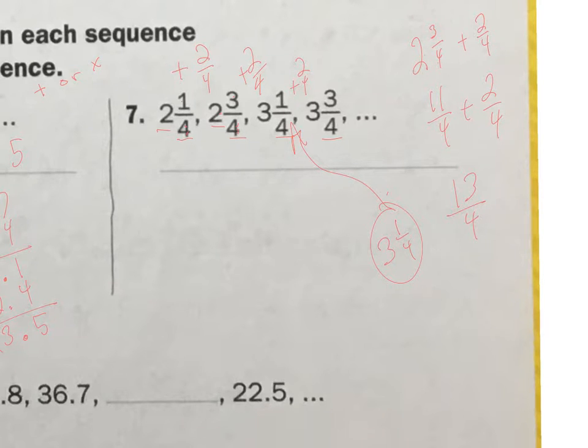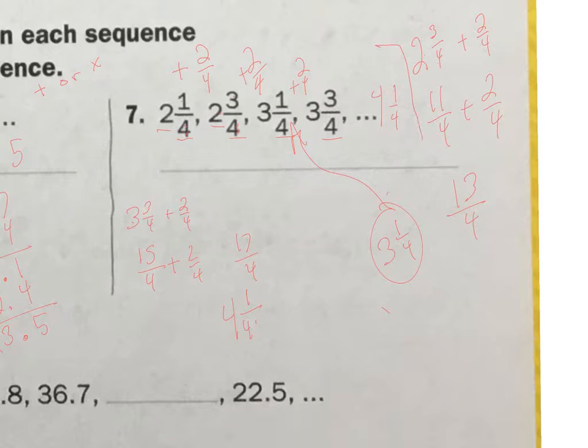Okay, so it's plus 2/4, plus 2/4. Now, I need to get 2 more in the sequence. So 3 3/4 plus 2/4. Change this into an improper fraction. 4 times 3 is 12, plus 3 more is 15. 15/4 plus 2/4 equals 17/4. And when I do that, I know 4 goes in there 4 times. 4 times 4 is 16. Leaves me with 1/4. 4 1/4. That's the next one.